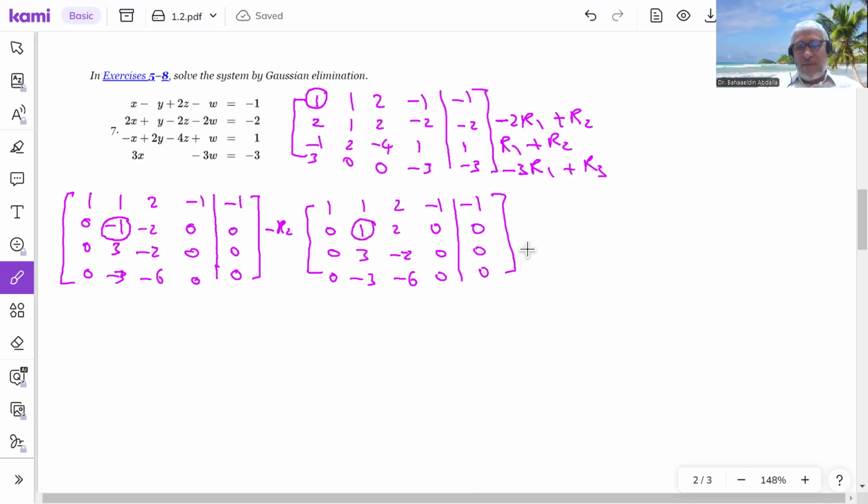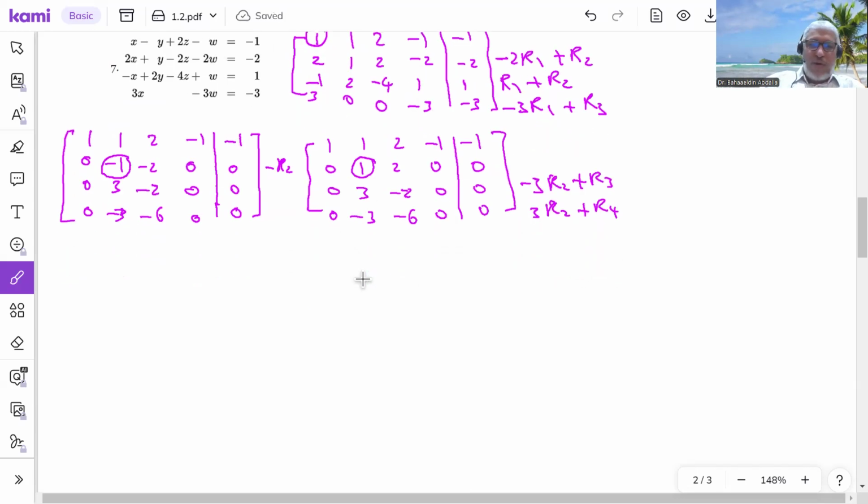How? I'll multiply by -3. So -3 times row 2, when you add it to row 3, you will get a 0 here, and you change all of the row with this operation. Now this is -3. How to make it 0? I multiply row 2 by 3. So 3 row 2 plus row 4 will make this number 0. Now I'll get a new matrix with the same solutions.